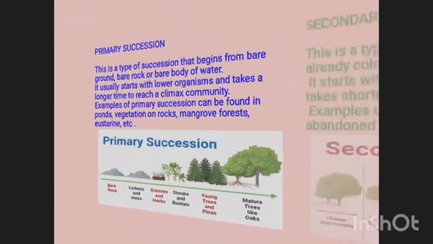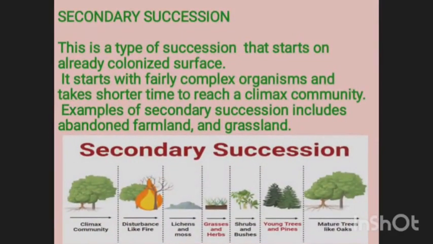Let's move on to the next one. Let's look at secondary succession. What's the difference between the primary and secondary? Now, secondary succession is a type of succession that starts on an already colonized surface. What do we mean? It starts with fairly complex organisms and takes a shorter time to reach a climax community. Examples of secondary succession are abandoned farmland and grassland.